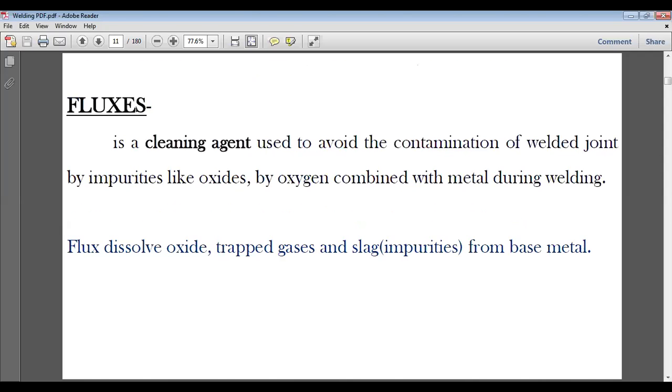Then fluxes. What are the fluxes? Fluxes are also used as a cleaning agent to avoid the contamination of the welding joint by impurities like oxides. Because we have not discussed the role of oxygen in welding, I would like to discuss it right now. It's a very important role that oxygen plays.